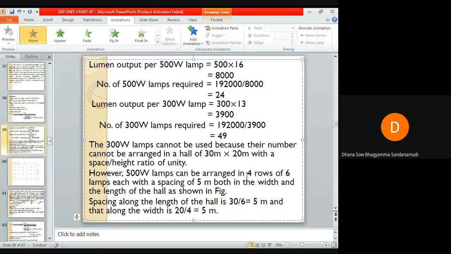So I need 4 rows, and in each row I will place 6 lamps. Based on the length, I will divide. Of course, I can divide with 4 or 6, it depends on my thoughts. 30 by 6 is 5 and 20 by 4 is 5.